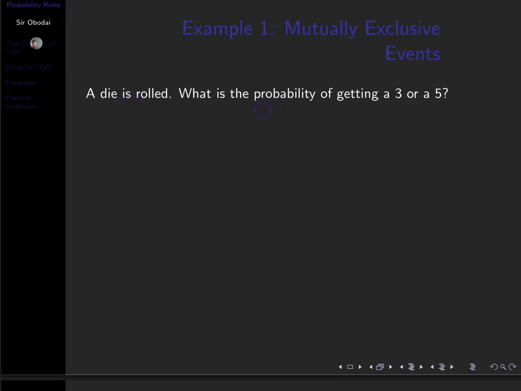So in solving for this, we first of all need the probability of getting a 3. The probability of getting a 3 is definitely going to be 1 over 6. That is the number of events: in a die, there is only 1 of the 3s. And how many outputs do we have in total? We have 6 of them. That is why the probability of getting a 3 becomes 1 out of 6. And in the same way, the probability of getting a 5 is 1 out of 6 as well.